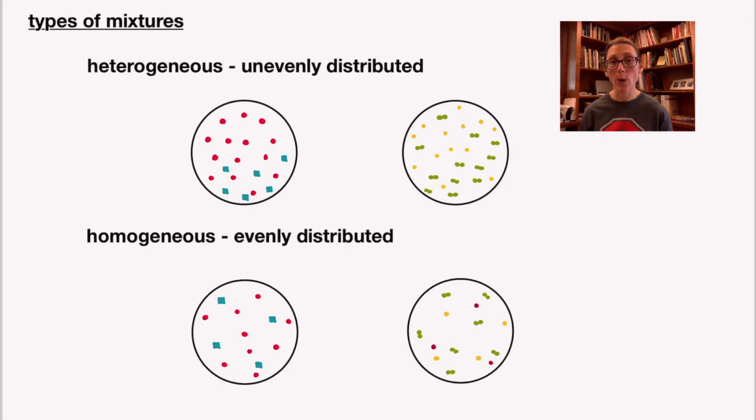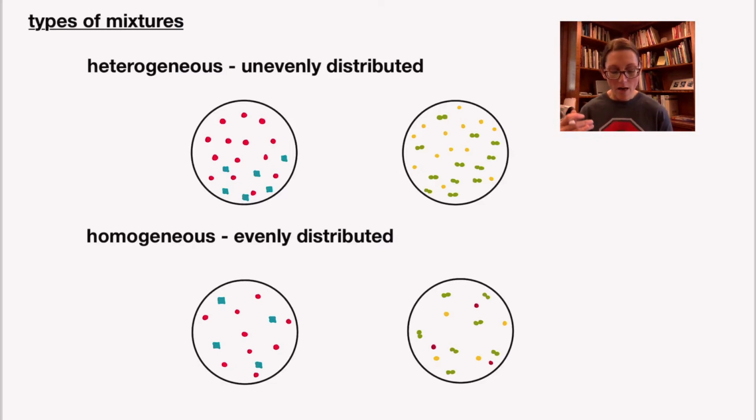Once you know you have a mixture, we can actually further classify that either as a heterogeneous mixture or a homogeneous mixture. Heterogeneous indicates that those particles are unevenly distributed within that mixture, whereas in a homogeneous mixture, those particles are evenly distributed.